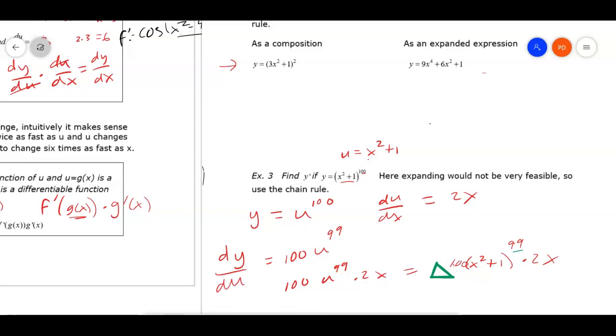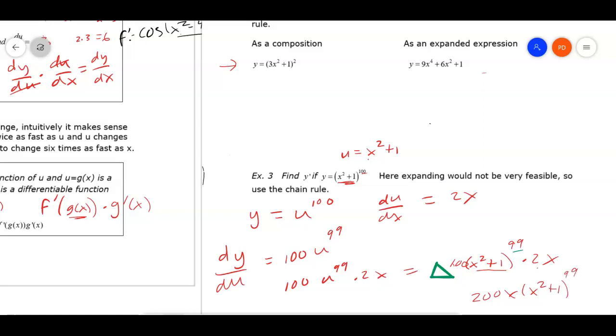And then I'm not done. So notice the inside stays the same. I have to multiply by the derivative of the inside when I'm done. So I get 100 parentheses x squared plus 1 to the 99th times the derivative of x squared plus 1, which is 2x. And then you can write this out as 200x times x squared plus 1 to the 99th.